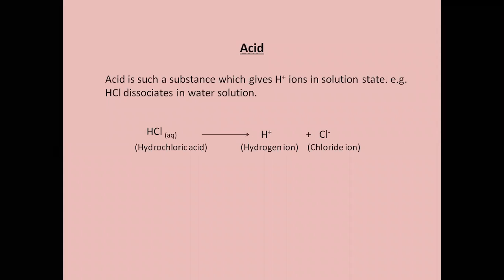And please write the equation also. HCl in the aqueous form, hydrochloric acid, gives me H plus hydrogen ions plus Cl minus, which is chloride ions.